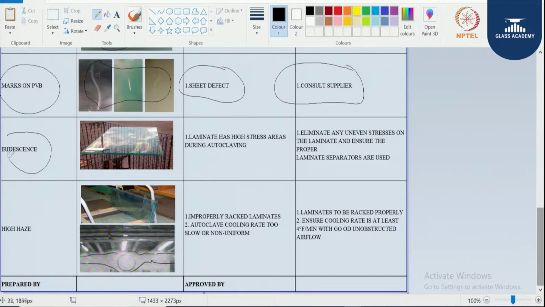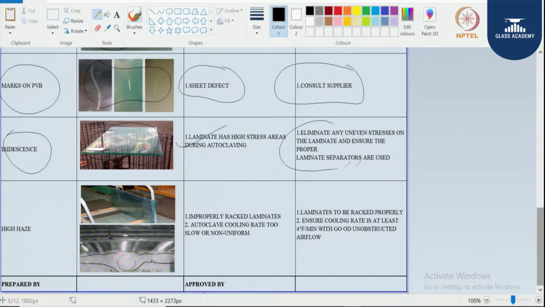The next defect is known as iridescence. You can see the rainbow effect on the glass. The reason is that the laminate has high stress areas during autoclaving. We can overcome this issue by eliminating any uneven stress on the laminate and ensuring the proper laminate separators are used.